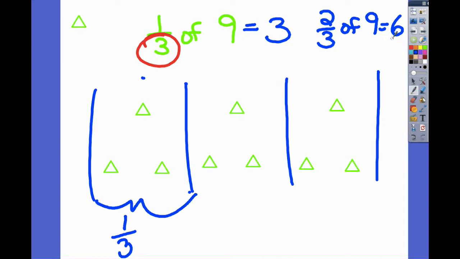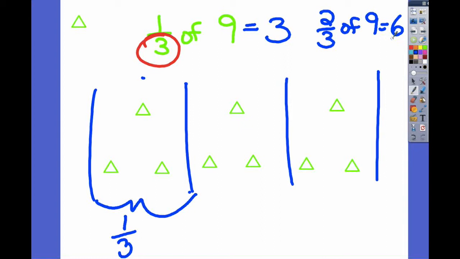22. 3/3 of 9, what would it be? Who's 22? Right here. 3/3 of 9. 9. Okay, 3/3 of 9 would be 9. What's a strategy you could use?